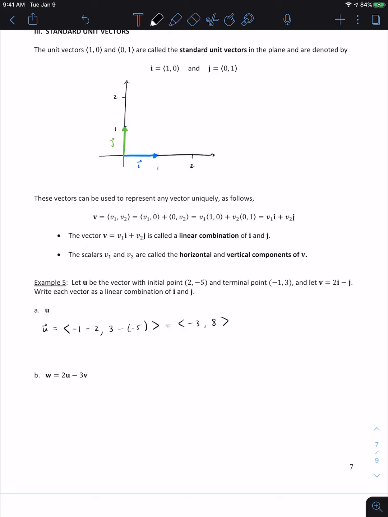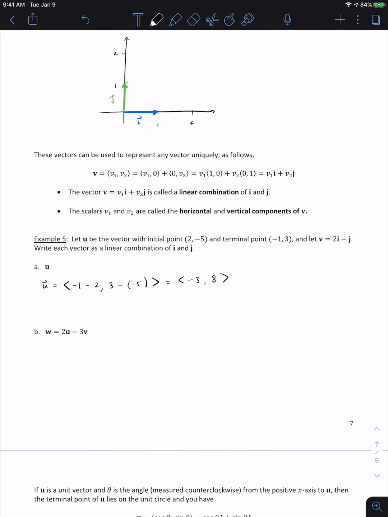And then I want to write this as a linear combination of i and j. The way I'm going to do that is I take my first component, which is -3, and write that times i, plus my second component, which is 8, and write that times j. And it's just as easy as that. It's just an alternative notation for these vectors.